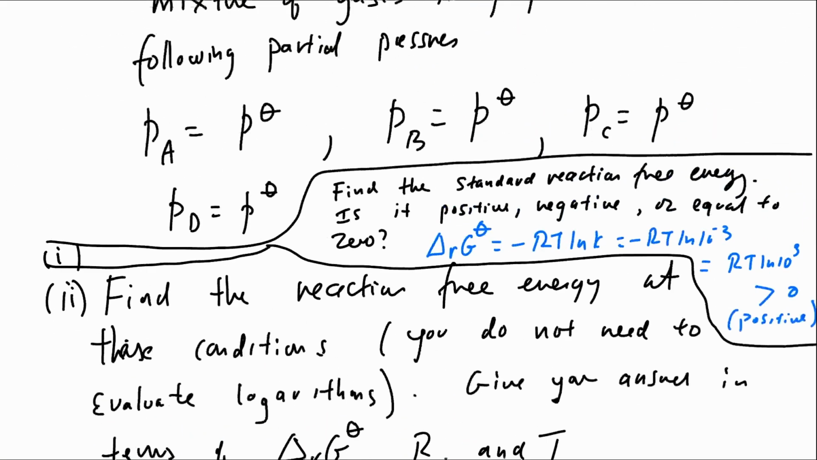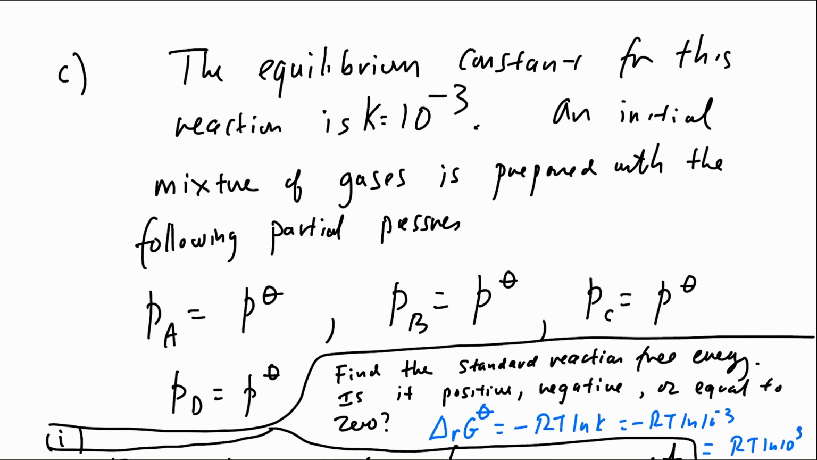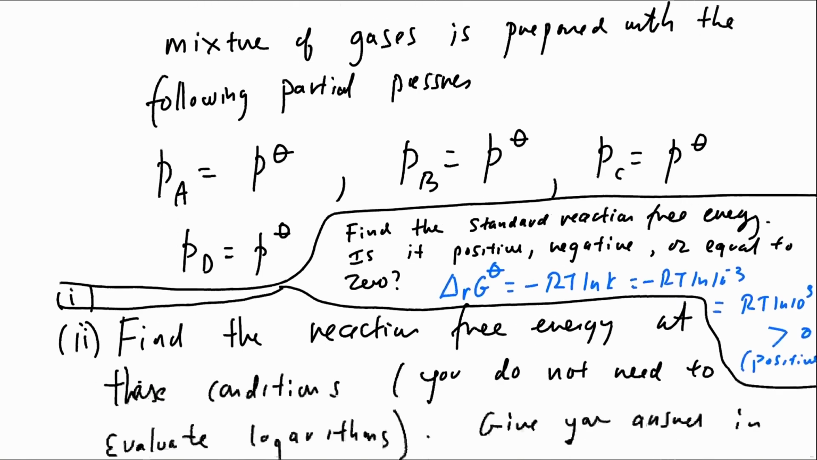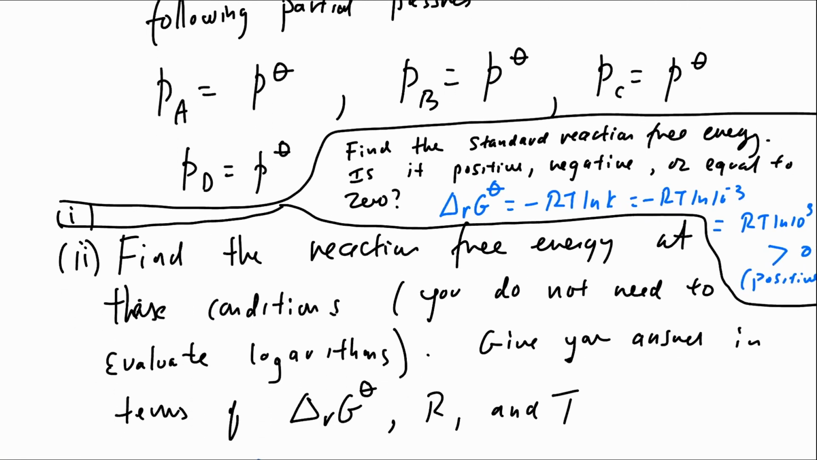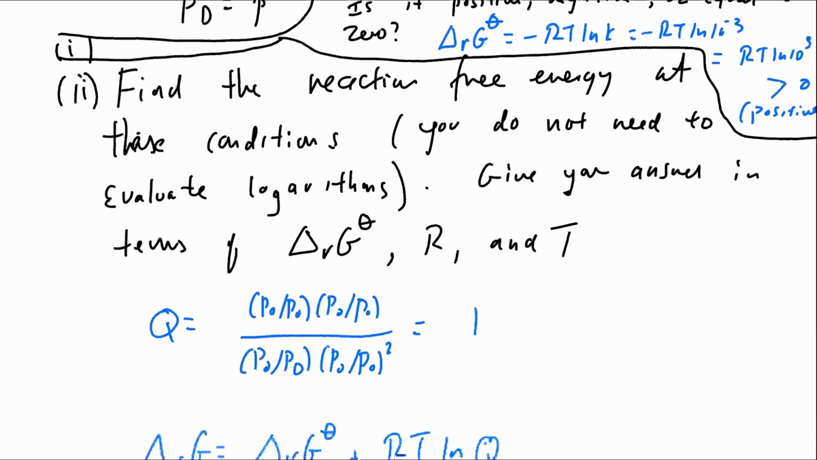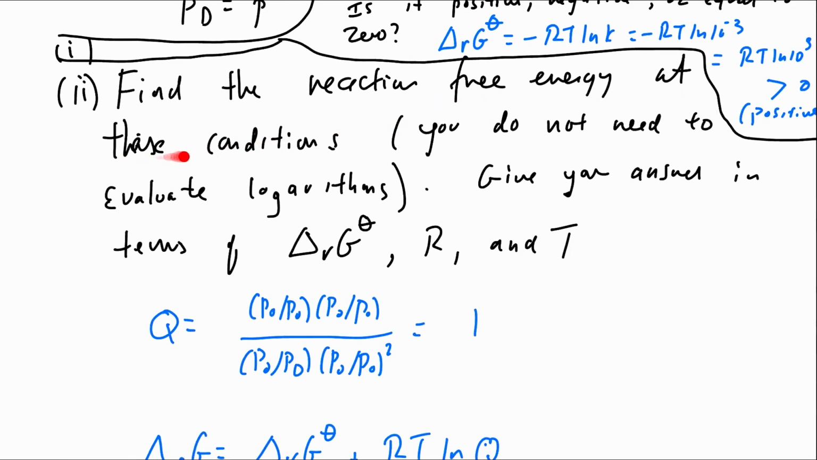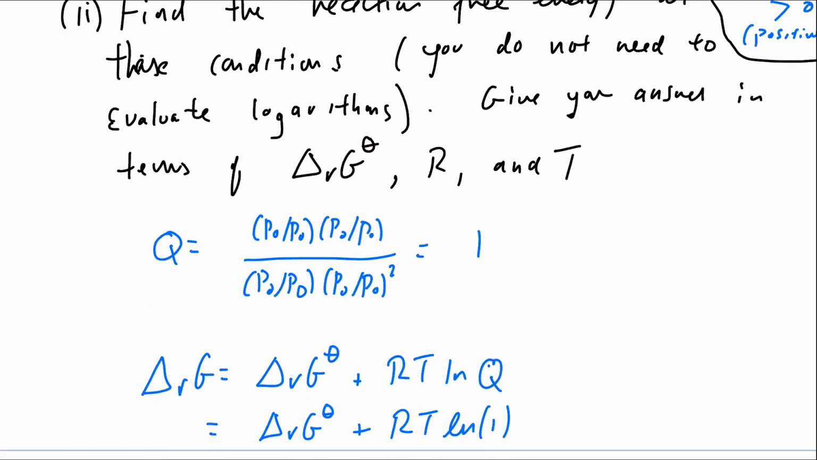Now look, this part here, and I would number this differently. Like I said, I prepare an initial mixture, which is actually at standard conditions. Okay? And so I say find the reaction free energy at these conditions. You do not need to evaluate logarithms. Give your answer in terms of delta G of reaction, not R and T. I could have said, calculate Q, if I wanted to walk you through. And probably I would do that on the exam, because there's a lot of little parts, to make sure.